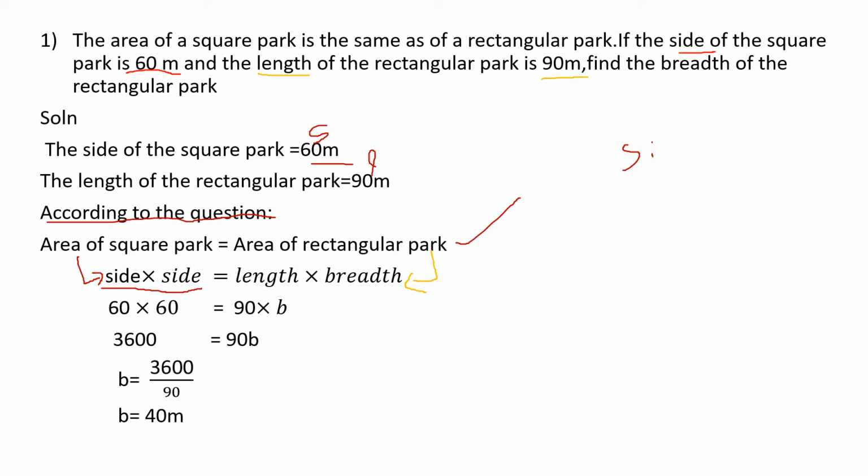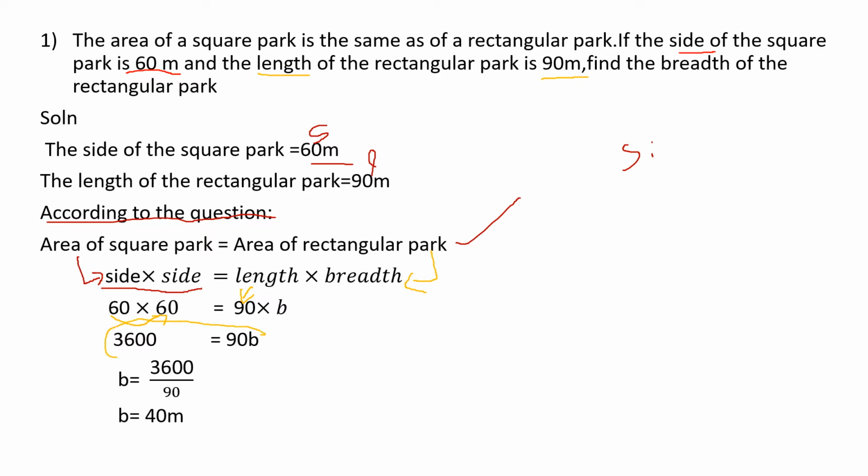So what is the side given in the question? 60 centimeter, right? So you can write 60 into 60. And here what length is given in the question? 90. And whether breadth they have given? No, we want to find out. So into B. Now 6 sixes are 36. How many zeros are there? 1, 2. So 36 and 2 zeros. So 3600 is equal to 90 into B, 90B.